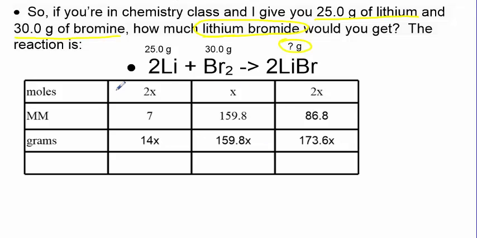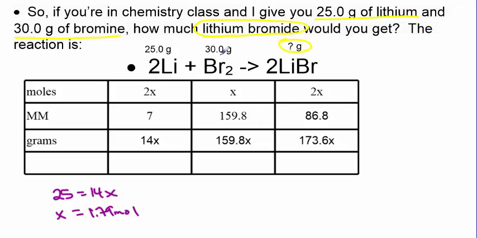So assuming that we've already done our stoichiometry setup here, 2x, x, and 2x, we do have to set up all of these, because we're actually going to have 2 x values here. We have to figure out which one to use. If we start with our lithium, you can do 25 equals 14x. So x, if lithium were used up, would be 1.79.